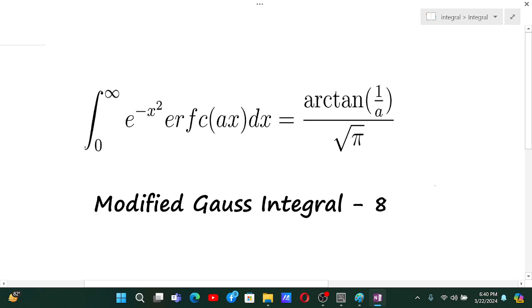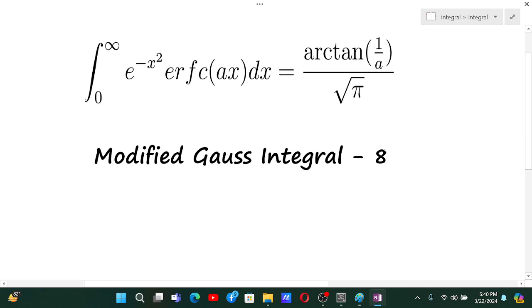Modified Gaussian integral 8. This is the 8th video in the series of modified Gaussian integral. In my modified Gaussian integral, I mean that integral in the form of integral from 0 to infinity of e to the power minus x square f of x dx. And let's see how we solve this.